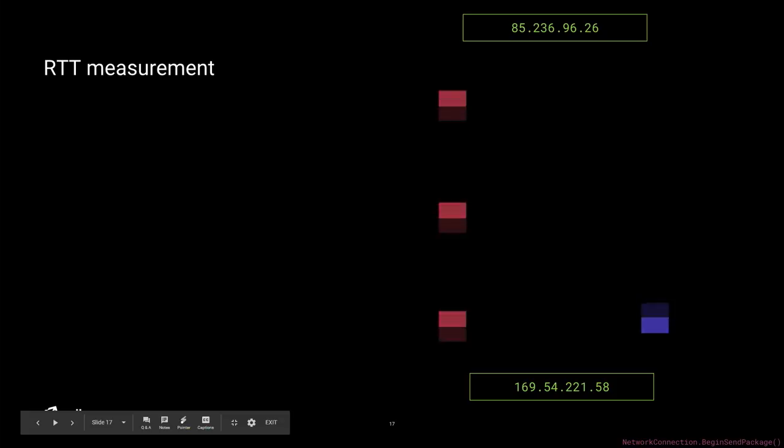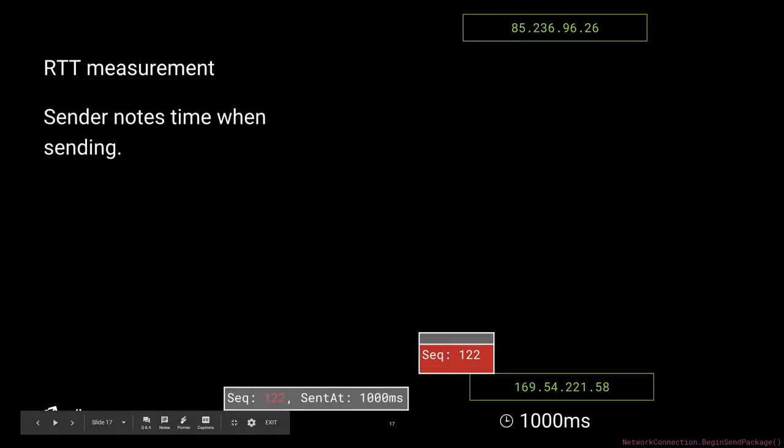Then there's the RTT measurement, finding out what the round trip time is. And that's actually done in a pretty simple way. It's done from both sides, but we'll look at it from the client. The client keeps a watch. It's down at the bottom. It starts at 1,000 milliseconds. And when it sends a packet, it will record the time when it sends it. When this packet arrives at the server, maybe 50 milliseconds has passed.